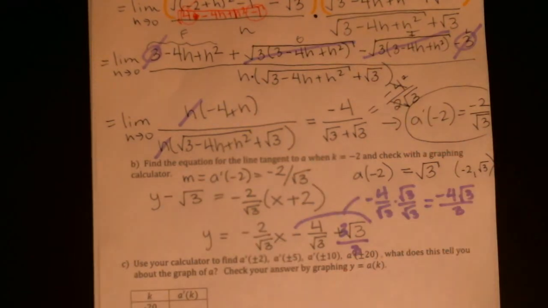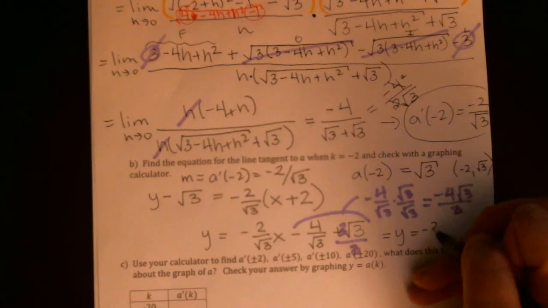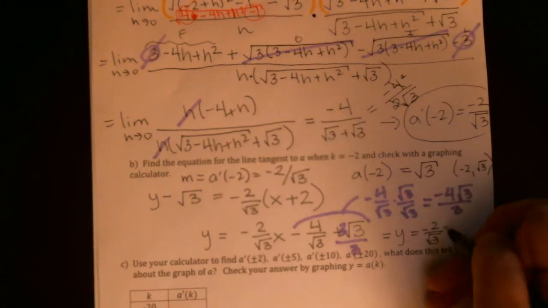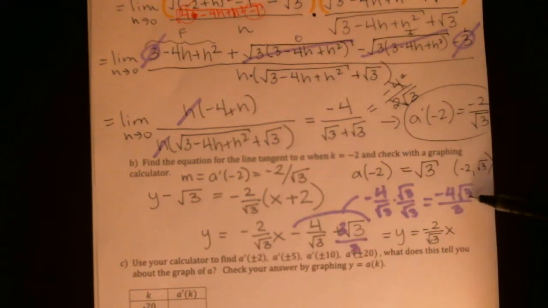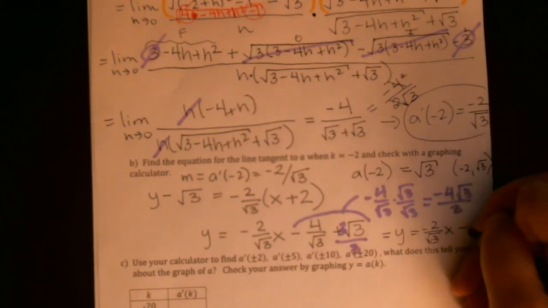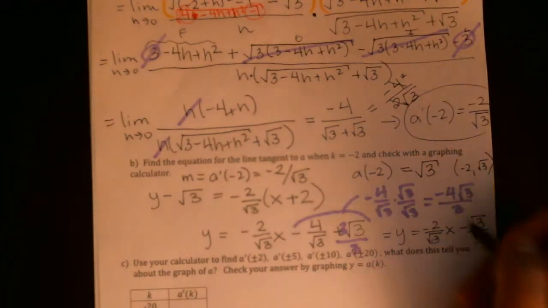So if you add those up, again, I would be fine if you don't do this last step, but you can. It does make it a little nicer. You get negative 2 over root 3, and then you'd have a negative 4 root 3 plus 3 root 3, which is minus root 3 over 3. So it is possible to do that combining at the end.